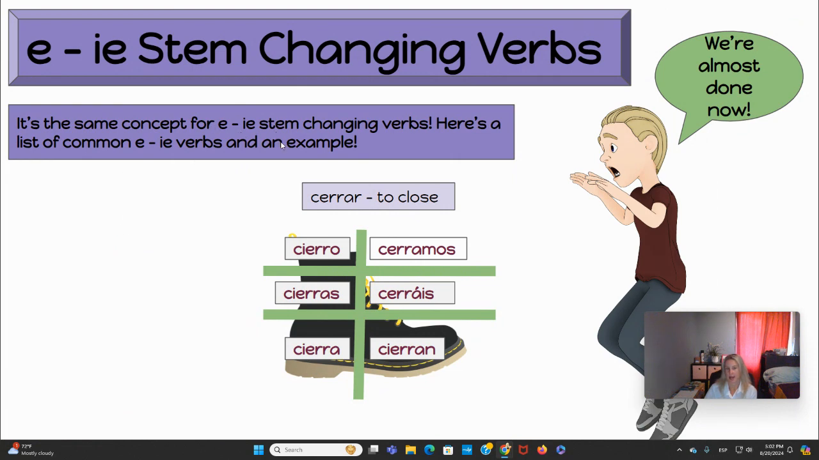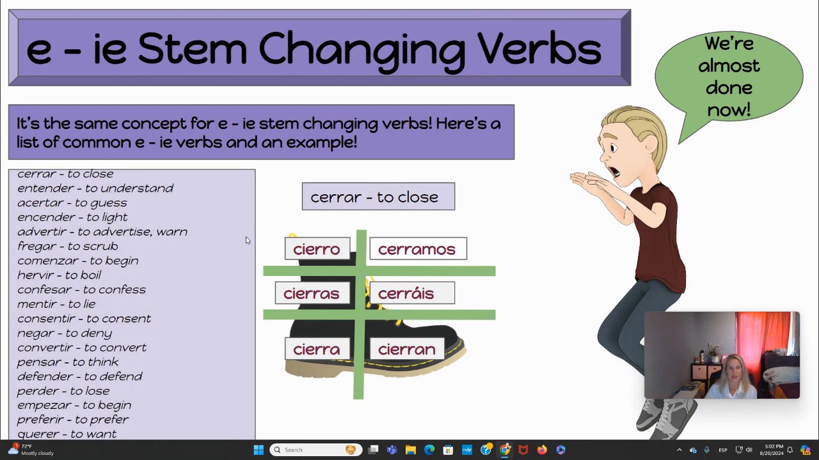It's the same concept for E to IE stem changing verbs. Here's a list of common E to IE verbs, and here's an example. Cerrar means to close. Inside the boot, we are going to change this E to IE. You get cierro, cierras, cierra, cerramos, cerráis, cierran. I close, you close, he or she closes, we, you all, and they close. Here's a whole list of verbs that would change from E to IE inside of the boot. So go ahead again, pause, write these down and learn what they mean, so if you ever have to conjugate them in present tense, you will know what to do with them.